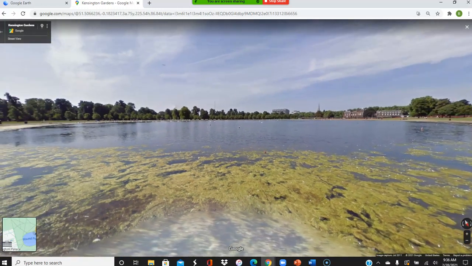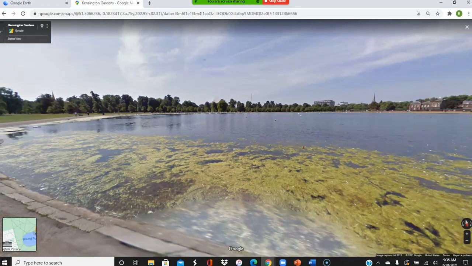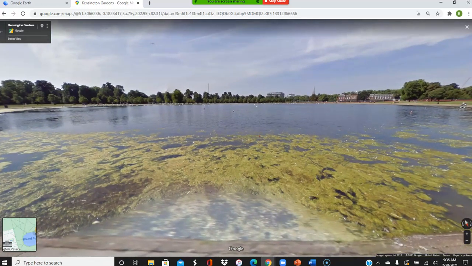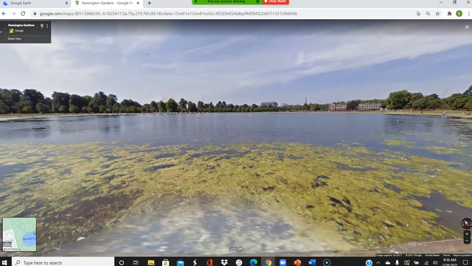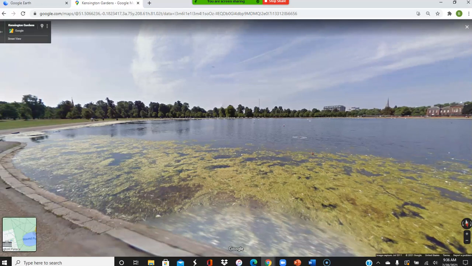And so this is pretty much just a good view of the pond, and in the background you can see the palace, and it shows you how massive the garden is, and especially the pond.